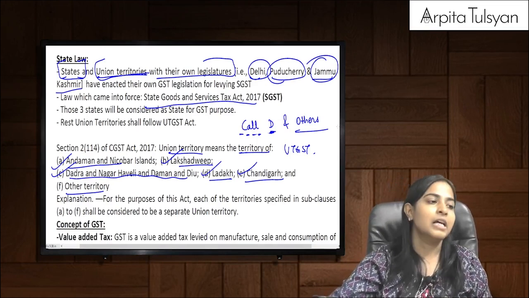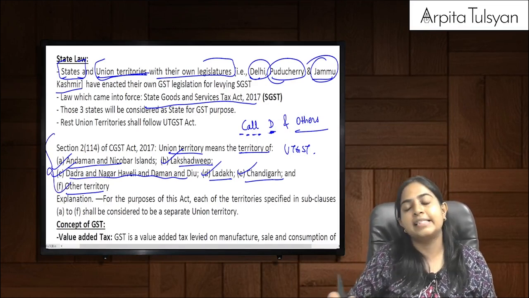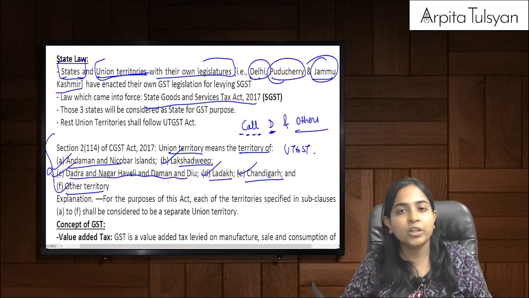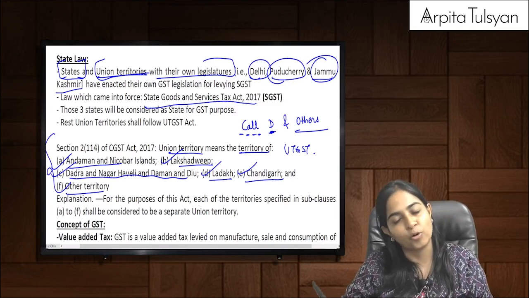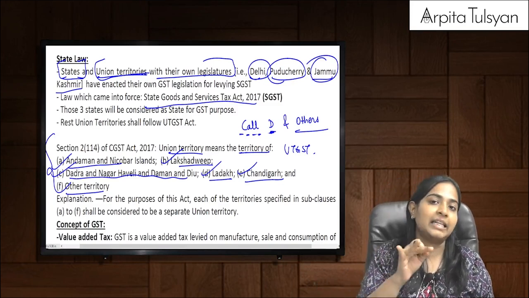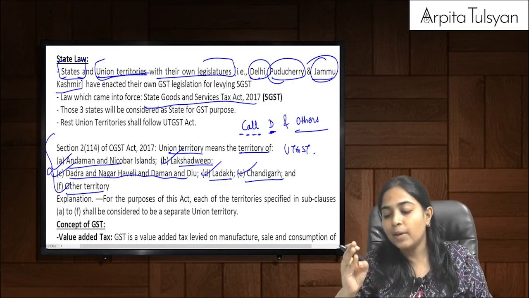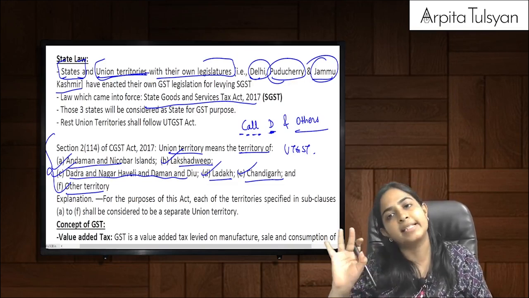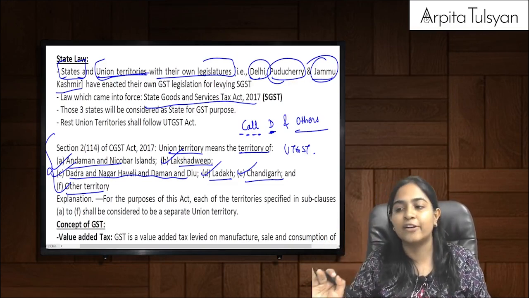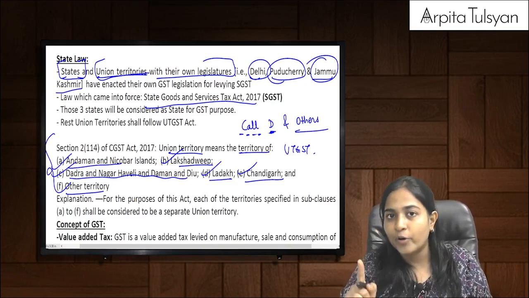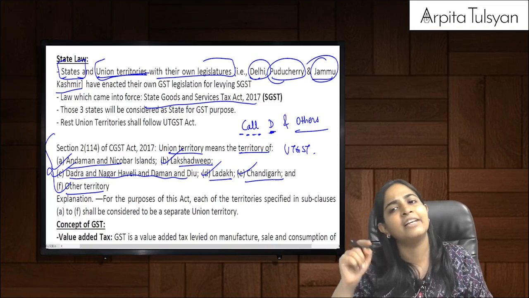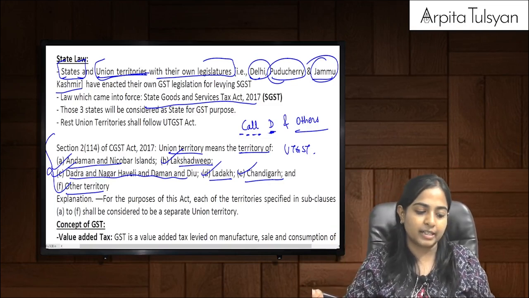Very clear with this. So these union territories are going to follow the UTGST Act because they do not have their own legislation. The other three union territories, that is Delhi, Puducherry and Jammu Kashmir, said that we will make our own legislations. Therefore, they will make their own legislation and hence they will not be falling under the UTGST Act. They will be going under the SGST Act.